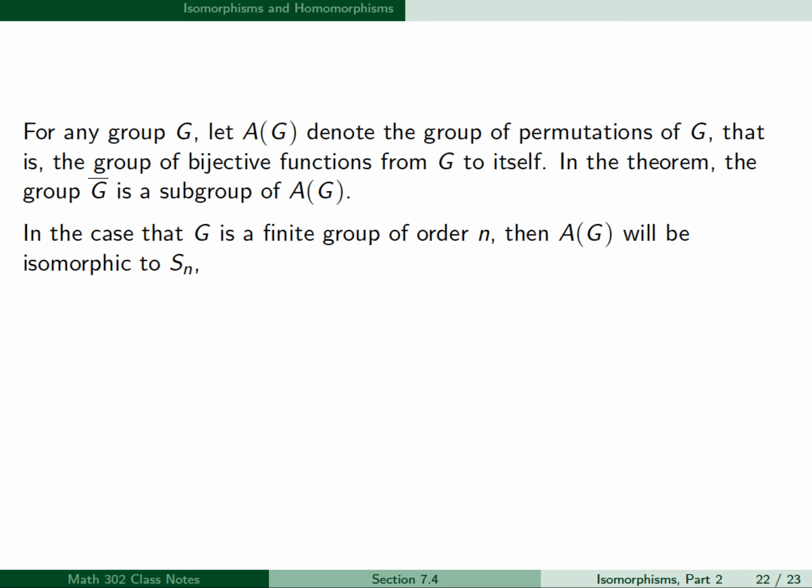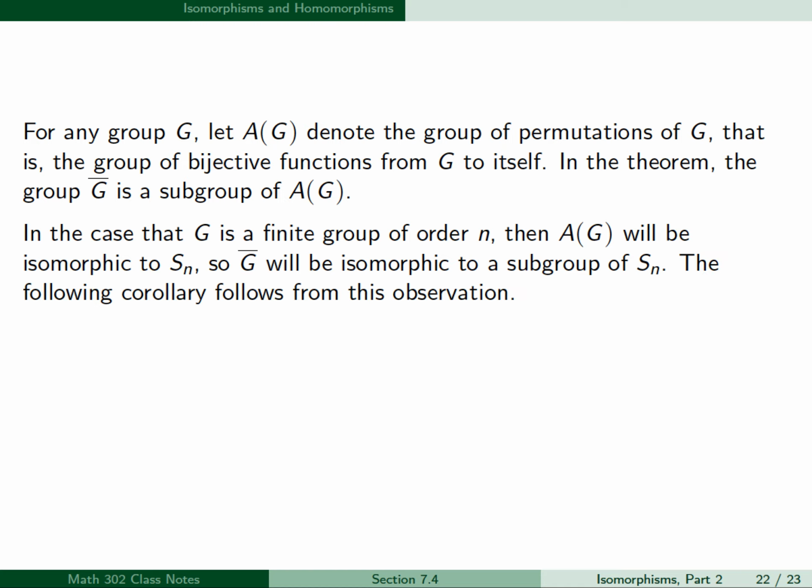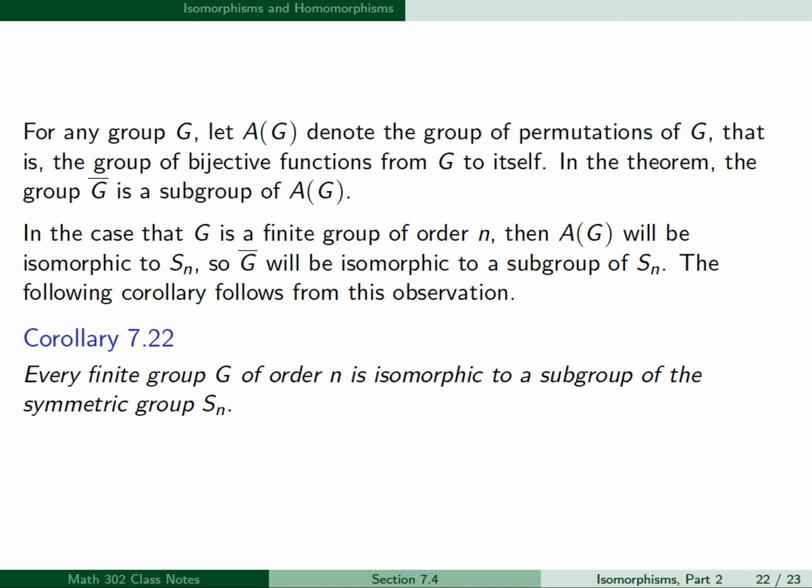Now, in the case that G is a finite group of order n, then A of G, the group of permutations from G to itself, will be isomorphic to S sub n. This will be a group of permutations of n elements, so it will be isomorphic to S sub n. So G bar will be isomorphic to a subgroup of S sub n. And the following corollary follows from this observation. This is corollary 7.22, and it says that every finite group G of order n is isomorphic to a subgroup of the symmetric group S sub n.